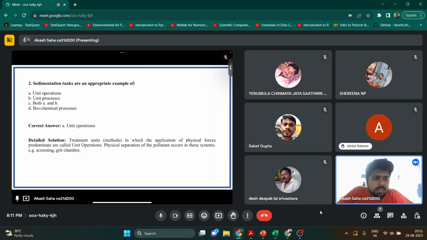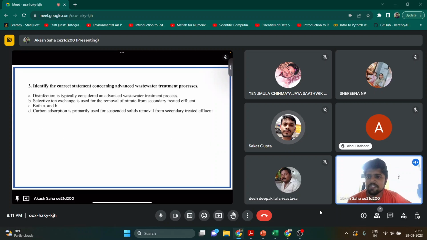Can someone give me an example of a unit process? Any reactor in which a unit process is happening? Trickling filter. Trickling filter, yes, because there is some biological activity happening. So it is a unit process.